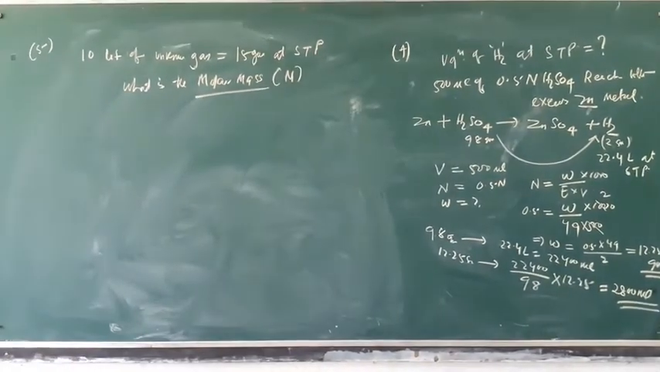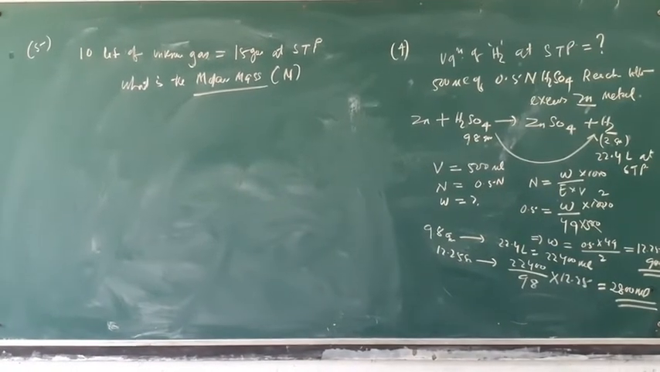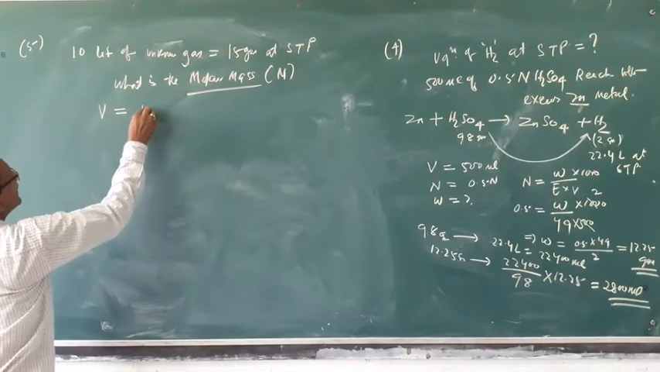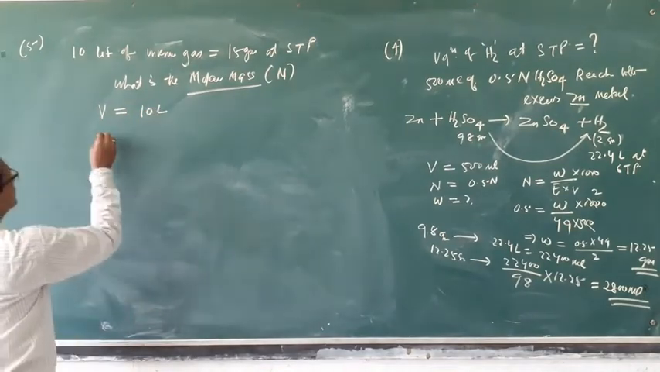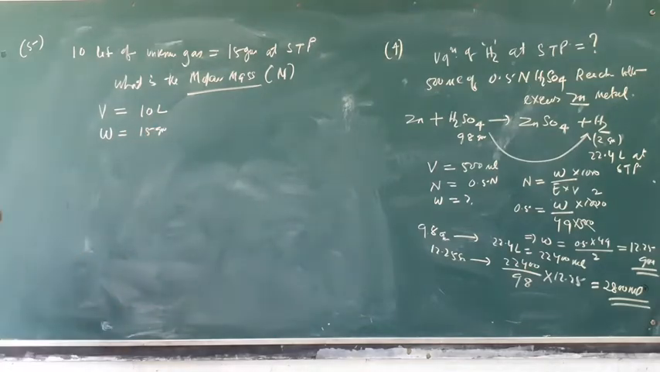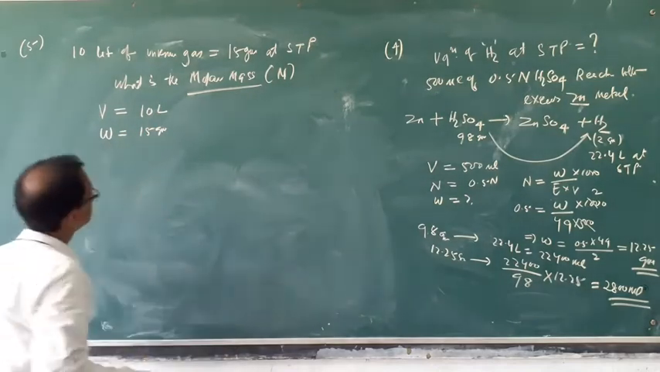What is the molar mass? Simple. Here V is how much? 10 liter. W is how much? 15 gram. Okay. R is a STP relation.